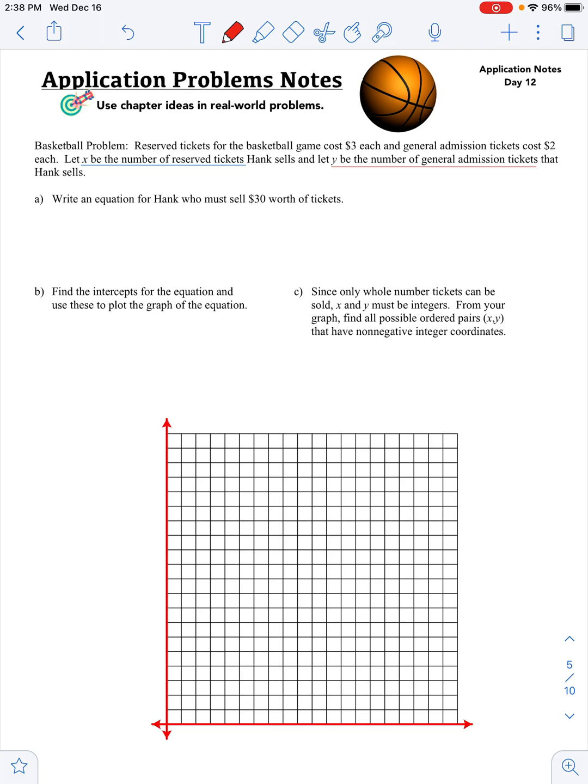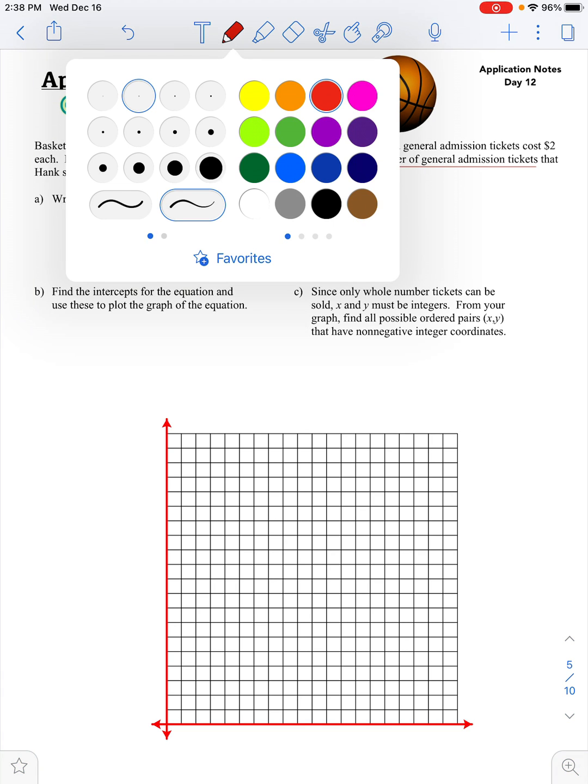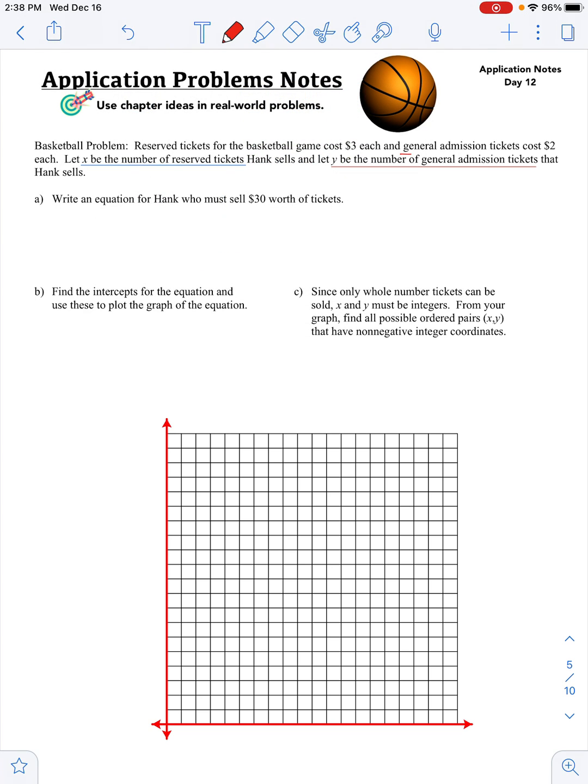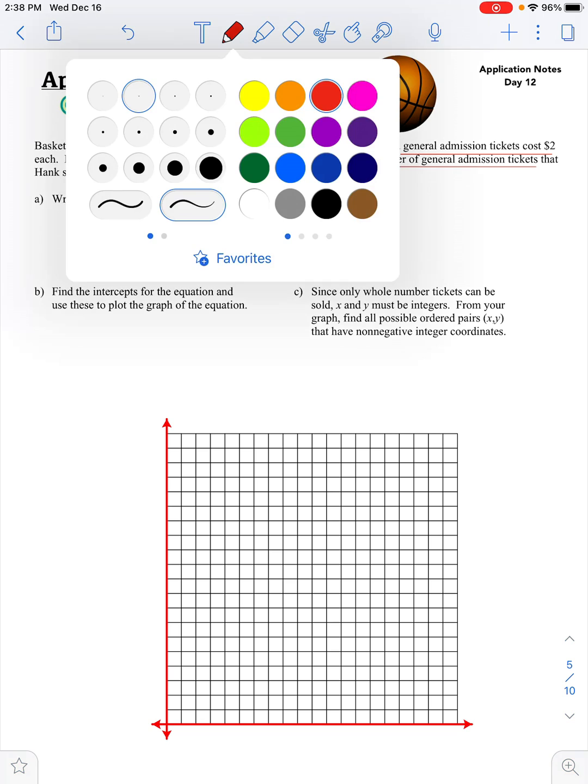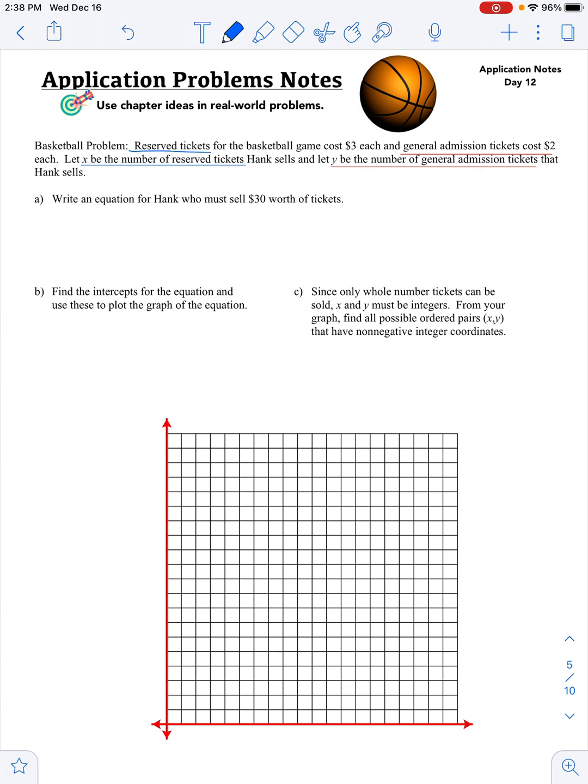It says that the general admission tickets are going to cost $2 each. And it tells us there's another rate here that a reserve ticket is going to cost $3 each. And what I'm going to tell you to do is to note there are two rates. And oftentimes when we get a problem like this, instead of writing this in slope-intercept form where we'd have one slope, here we're going to be looking at writing this in what we talk about as standard form of a linear function, because we are given two rates.